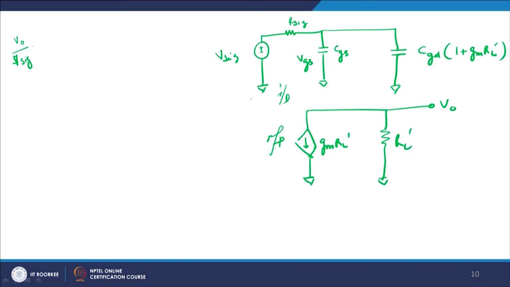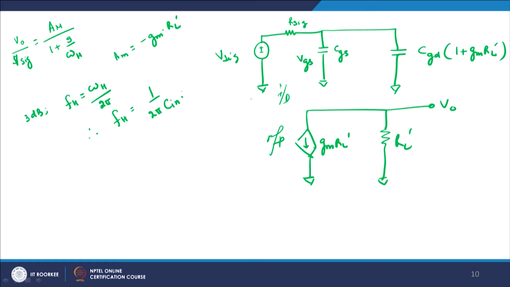Now if you plot the output voltage by the signal voltage, I will typically get a general form of AM divided by 1 plus S by omega H, where AM is the mid frequency gain, which is independent of frequency and is nothing but GM times RL prime. At 3 dB, F of H equals omega H by 2 pi, and therefore F of H equals 1 by 2 pi times C in times R sig. This is your 3 dB corner frequency.